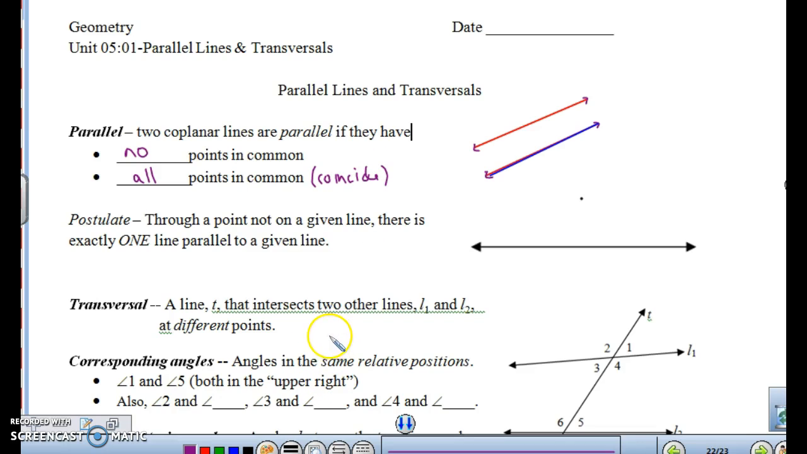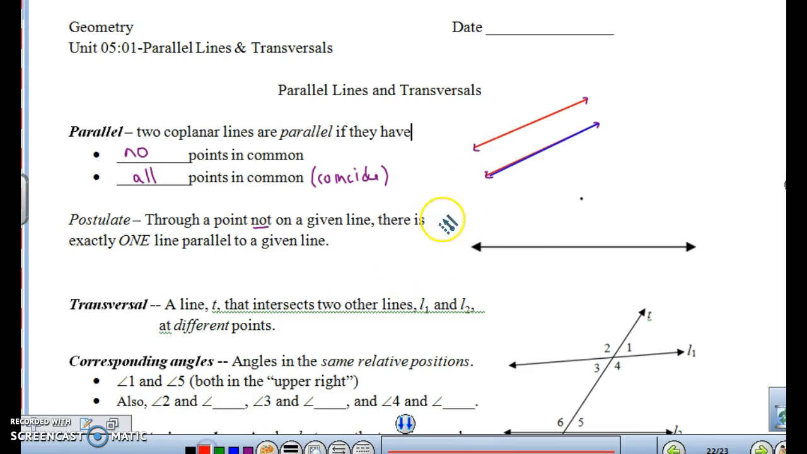Okay, now let's take a look at a postulate about parallel lines. This is an important postulate because it feeds into our process of using rigid motion. Now, through a point not on a given line, there is exactly one line parallel to a given line. So if you are given a line and you want to draw a line parallel to it through a certain point, there's only one actual line that will do that.